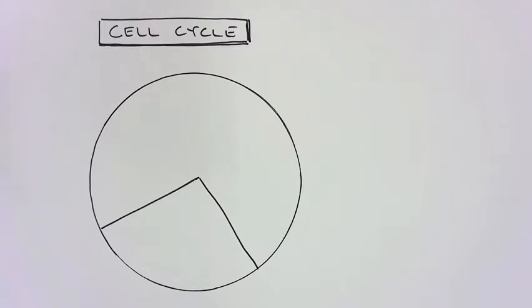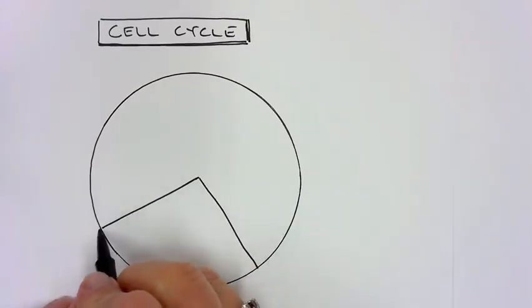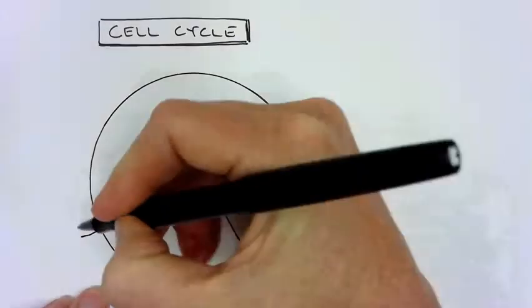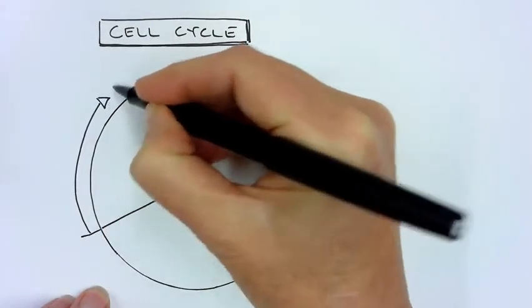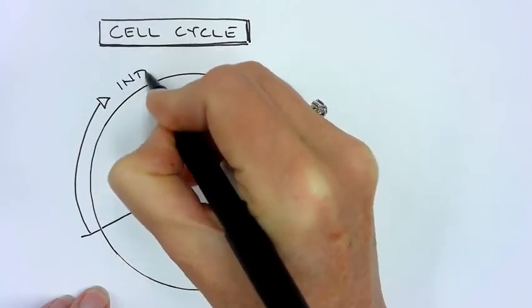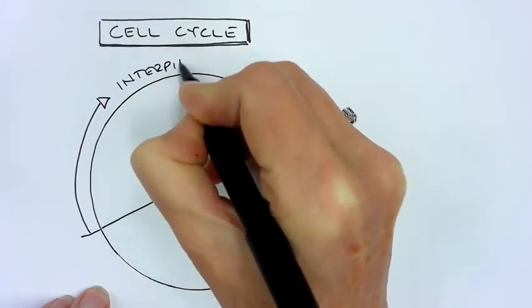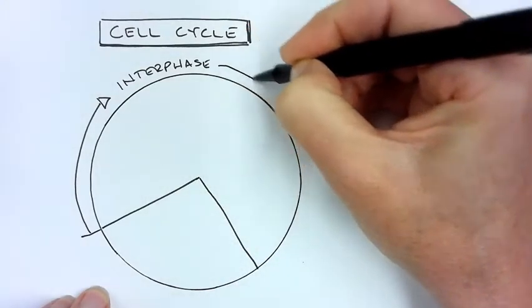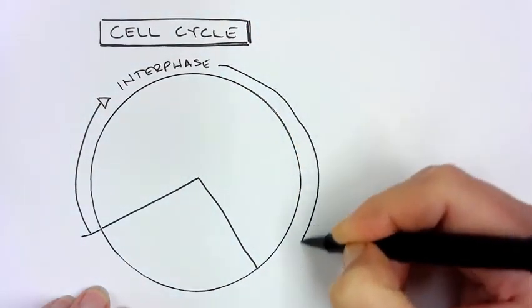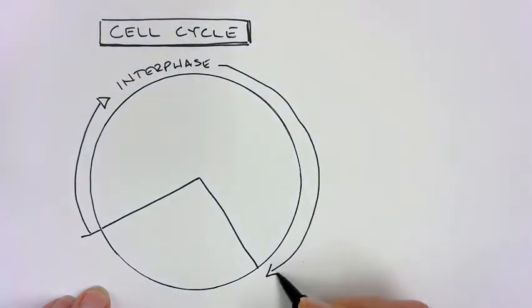There are three basic parts to the cell cycle. The first part is interphase. Interphase is the longest phase. It is basically the growth and development phase of the cell.